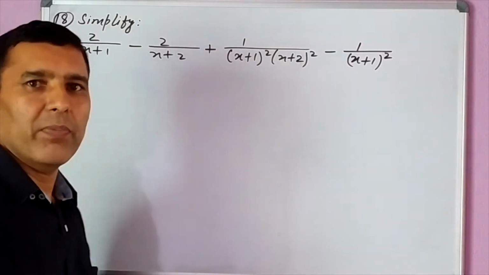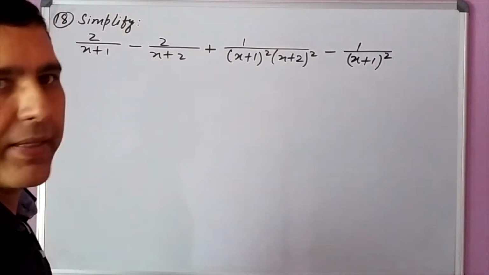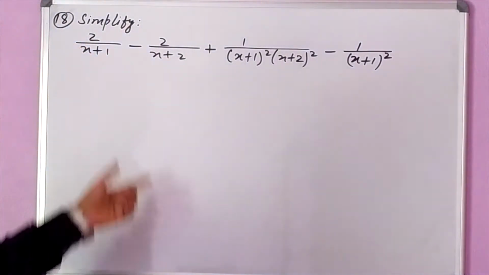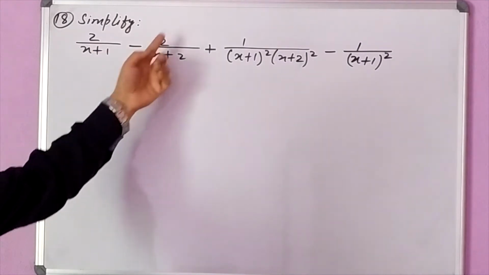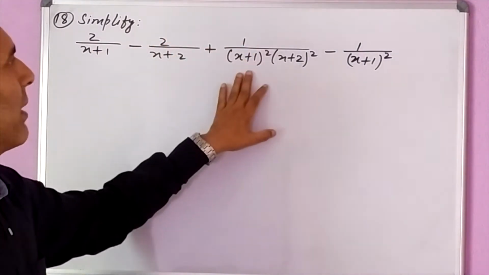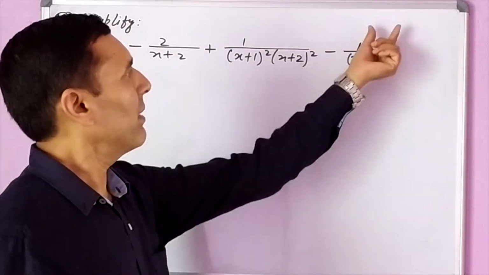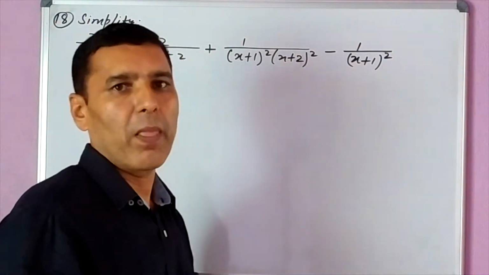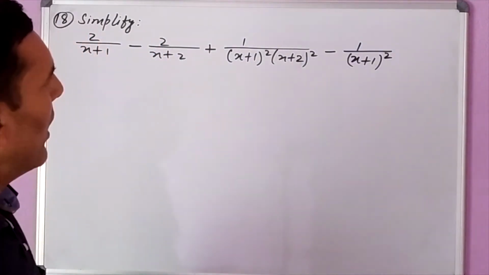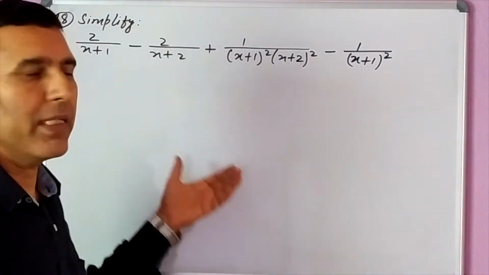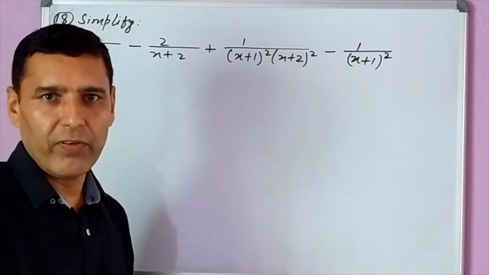Here we have another question for simplification. Question number 18. 2 upon x plus 1 minus 2 upon x plus 2 plus 1 upon x plus 1 whole square times x plus 2 whole square minus 1 upon x plus 1 whole square. Here in this question also, if you start taking the LCM all at a time, it will be very difficult for you to simplify it.